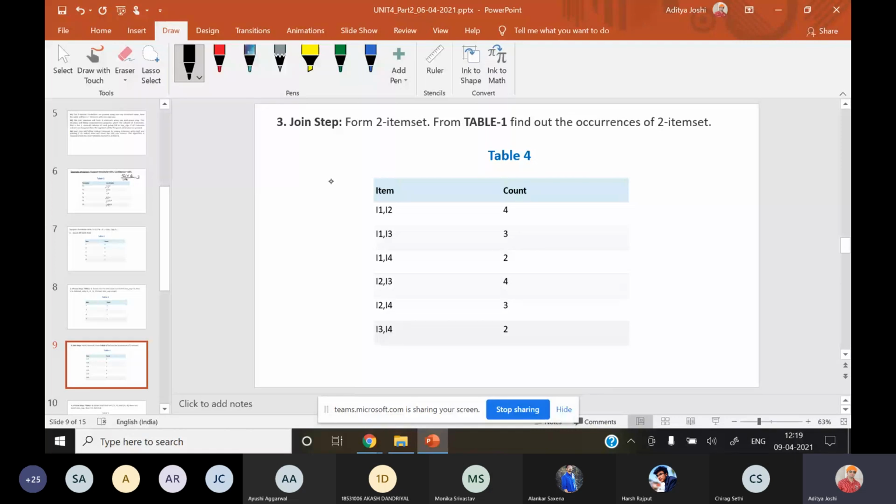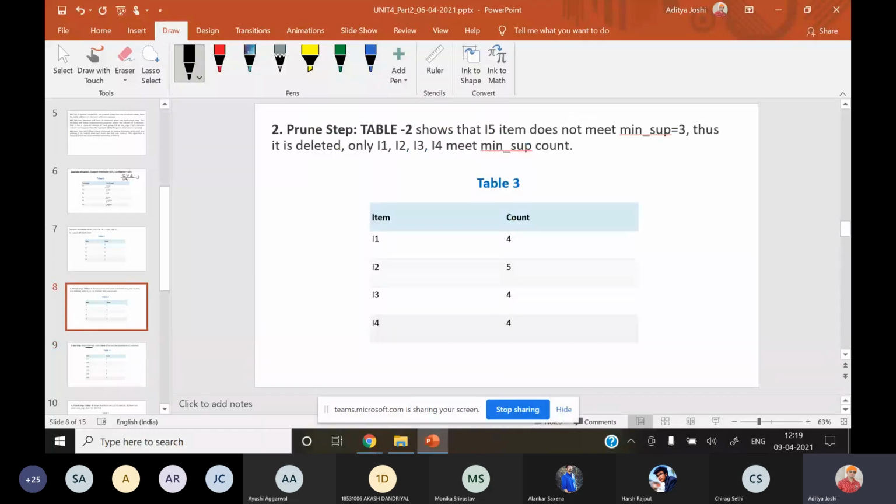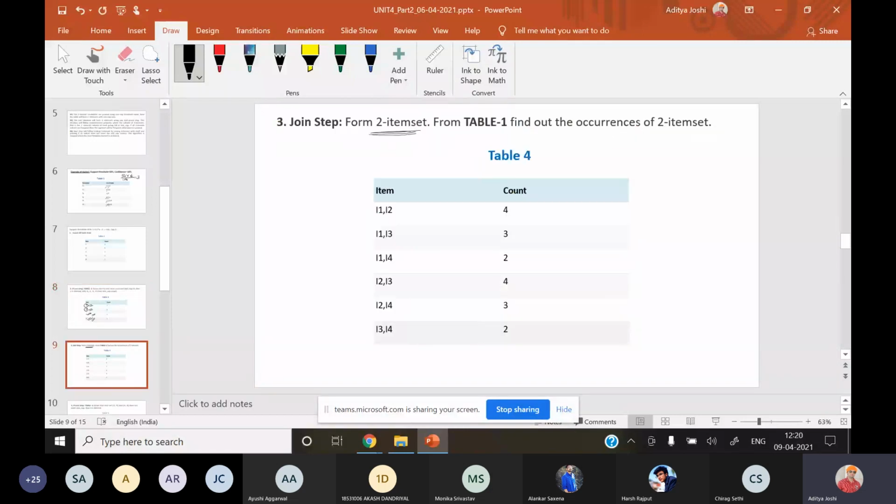In the initial table, we have the 1 item set table. So we will form the 2 item set here, right? From the previous table. This is the previous table. So we will form I1, I2, then I1, I3, then I1, I4, right? Then we will have I2, I3, then I2, I4, then we will have I3, I4, right? So we will create this table: I1, I2, I1, I3, I1, I4, I2, I3, I2, I4, and I3, I4, right? And how to count the values, meaning how to count the occurrence?